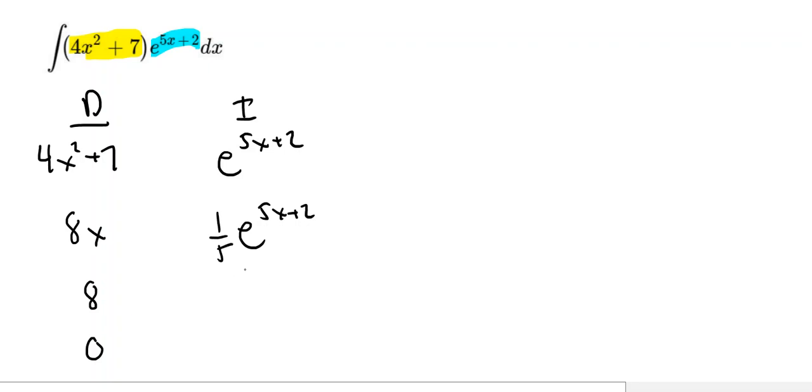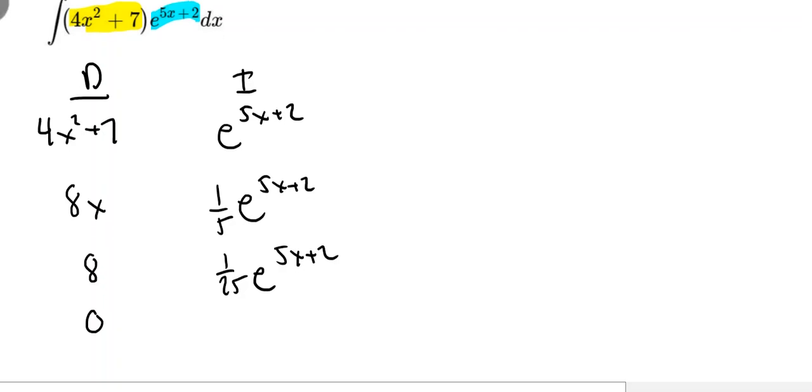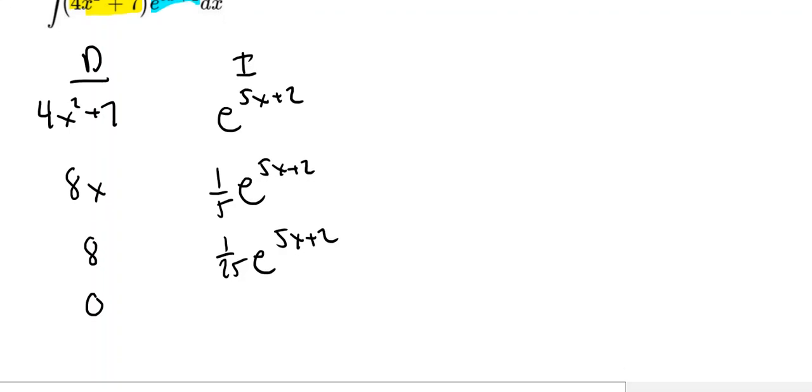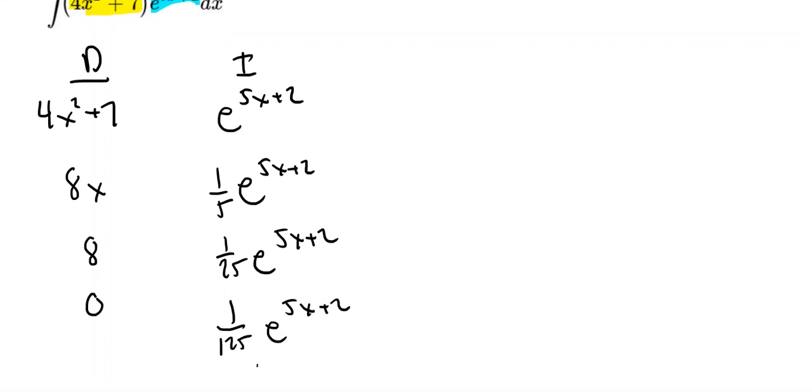And then, not using the chain rule, I'm sorry, but using integration by substitution. We're taking antiderivatives here, so it's substitution. Doing that again, we're going to end up with 1/25 e to the 5x plus 2. And then one more time, 5 times 25 is going to be 1 over 125 e to the 5x plus 2.